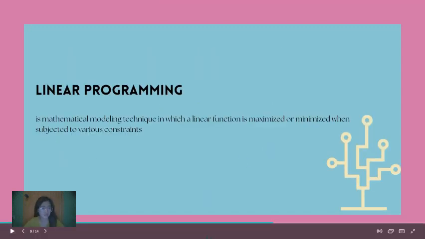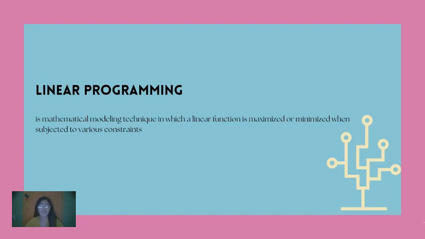Now, let's talk about how linear programming works and what it is all about. Linear programming is a mathematical modeling technique in which a linear function is maximized or minimized when subjected to various constraints. The technique has been useful for guiding quantitative decisions in business planning, in industrial engineering, and to a lesser extent in the social and physical sciences. The solution of a linear programming problem reduces to finding the optimum value, the largest or smallest depending on the problem, of the linear expression called the objective function.